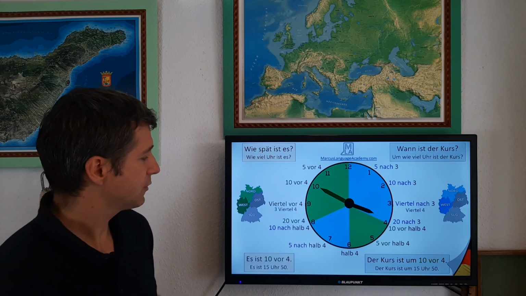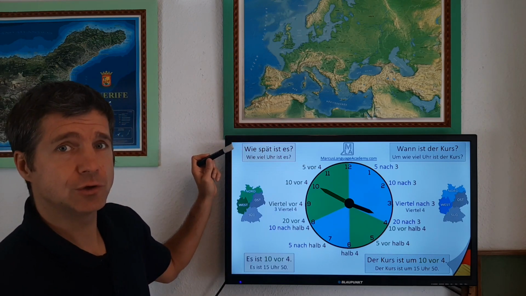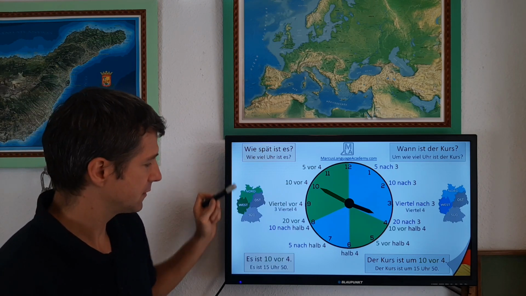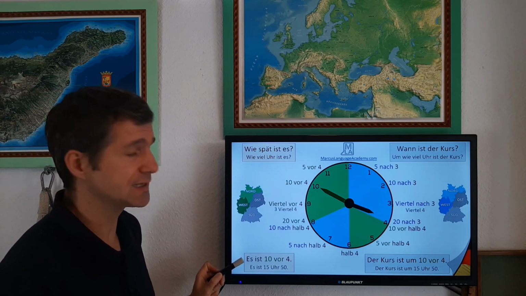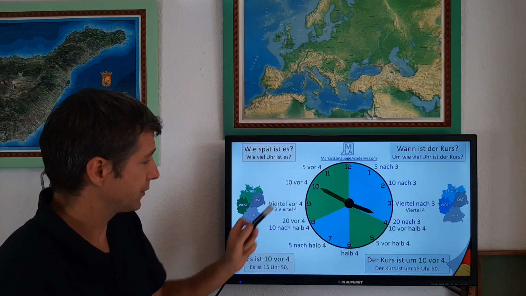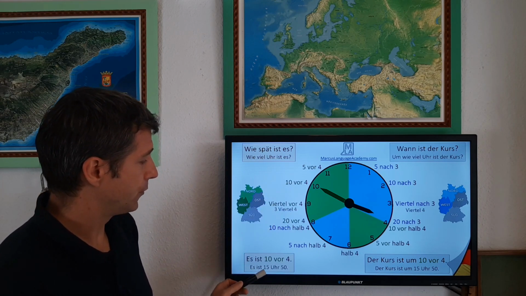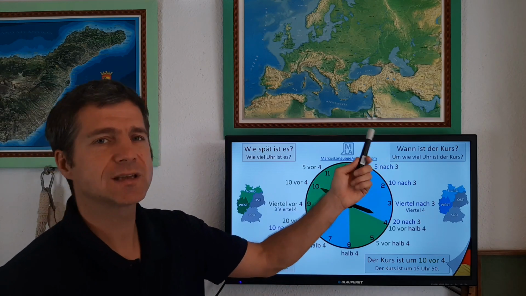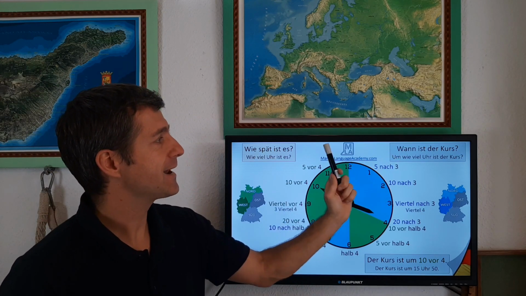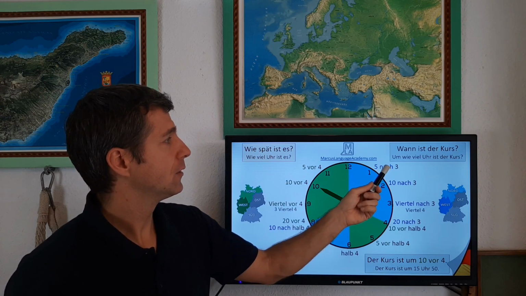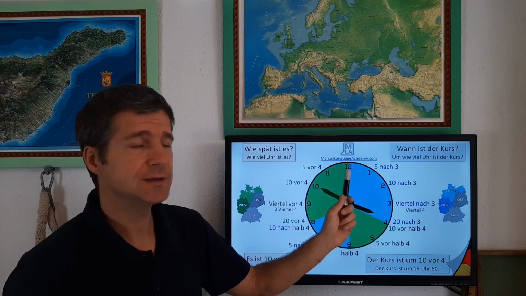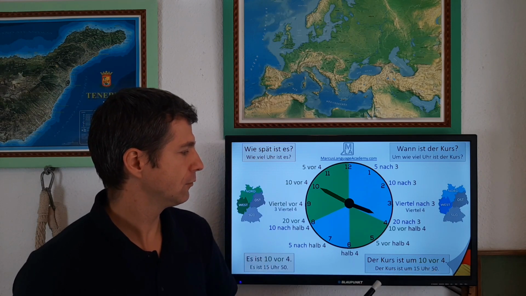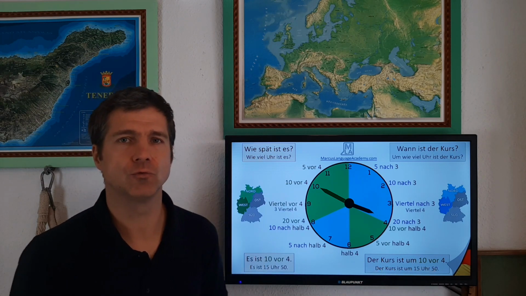Okay, so just remember, to ask for the question, you would ask, wie spät ist es? A little bit more official, wie viel Uhr ist es? And then you just answer, es ist 10 vor 4, for example. Or es ist 15:50 Uhr, more official way. If you want to know when something occurs, you ask, wann ist der Kurs? Or wie viel Uhr ist der Kurs? And then you say, der Kurs ist 10 vor 4 or der Kurs ist 15:50 Uhr.